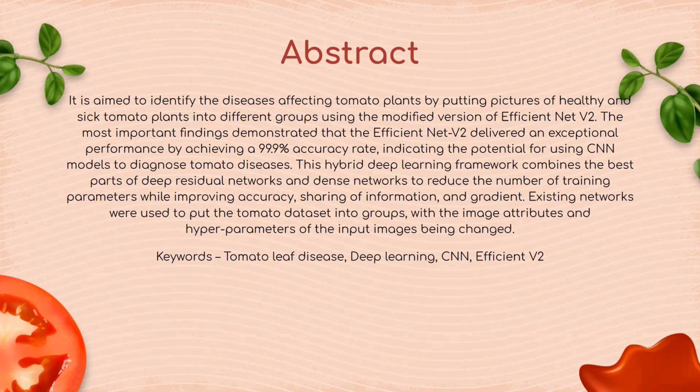The best features of dense networks and deep residual networks are combined in this hybrid deep learning framework to decrease the number of training parameters while enhancing accuracy, information sharing, and gradient. The picture properties and hyperparameters of the input images were modified and utilized to divide the tomato dataset into groups.